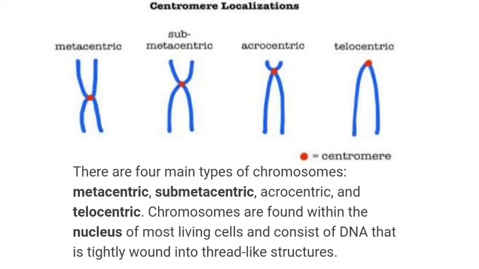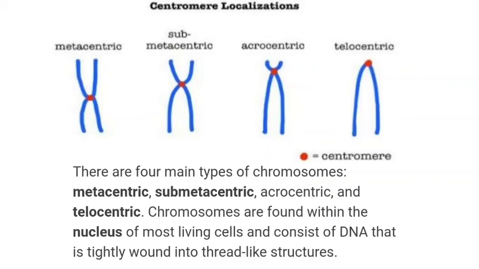Chromosomes are found within the nucleus of most living cells, and they consist of DNA that is tightly wound into thread-like structures. First one, metacentric. The centromere is exactly at the midpoint in this chromosome, and therefore the chromosome looks like the English letter V. The arms of these chromosomes are equal in length. Next one is submetacentric. The centromere is somewhere near the midpoint in this chromosome, which therefore looks like the English letter L. One arm is slightly shorter than the other.